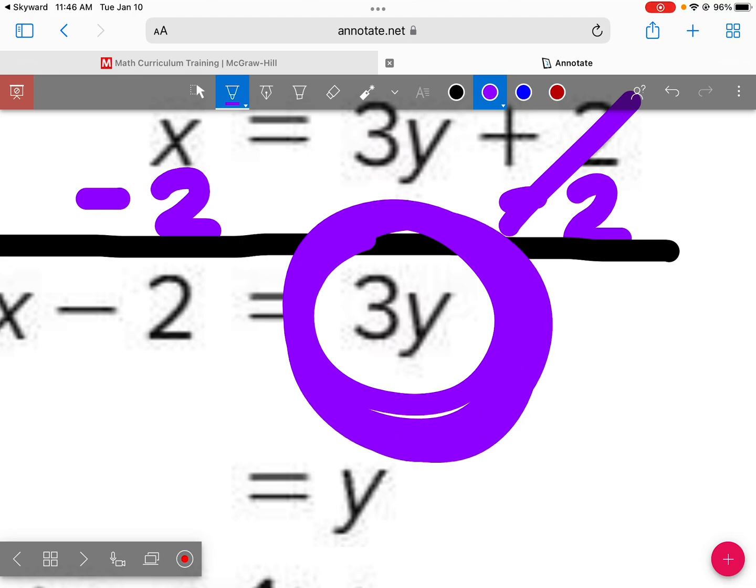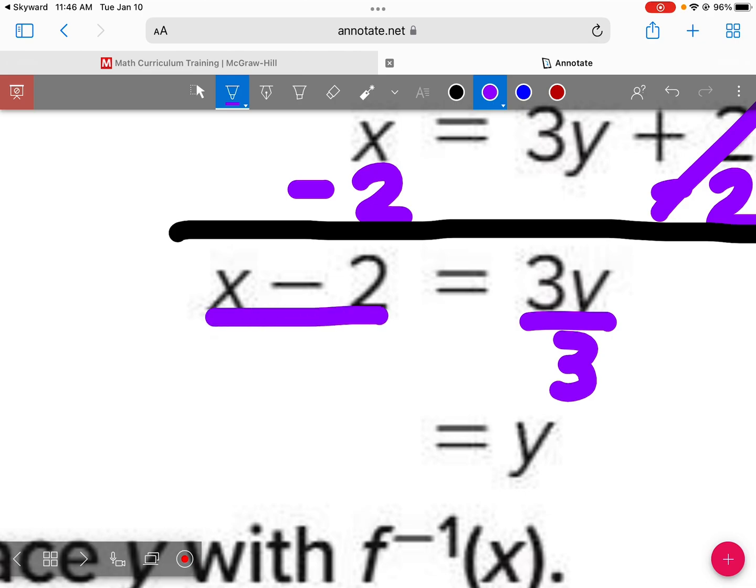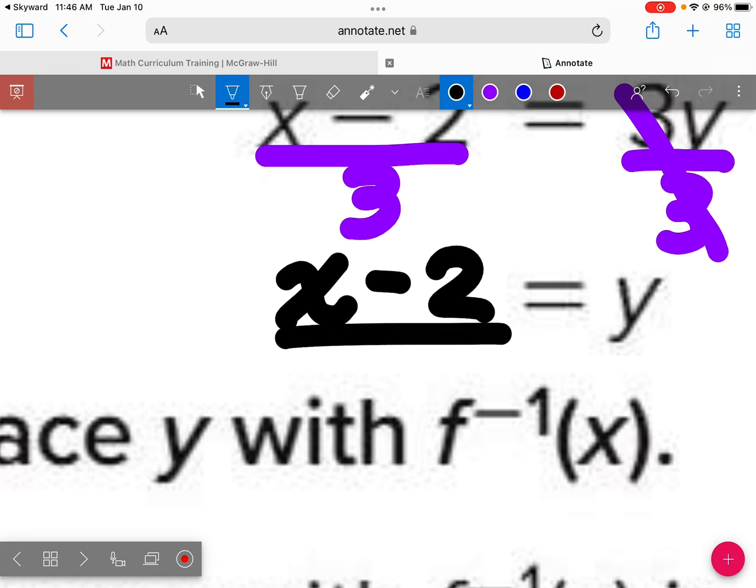Is this y all alone? No. What do I still need to get rid of? The 3. How do I get rid of that 3? What operation? Division. So I'm going to divide by 3 over here. If I do it to one side, I have to do it to the other side. So I'm going to have to come over here and divide this side by 3 also. So my 3's cancel out here, and over on the left, I have x minus 2 divided by 3 equals y.